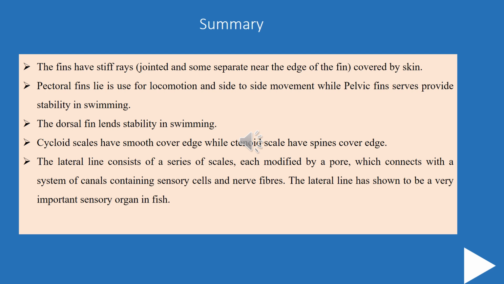Each fin on a fish is designed to perform a specific function. Pectoral, otherwise called breast fins, lie just behind the head, one on either side. It is used for locomotion and side-to-side movement, whereas pelvic fins are smaller than pectoral fins and serve to provide stability in swimming. So paired fins are pectoral and pelvic fins.